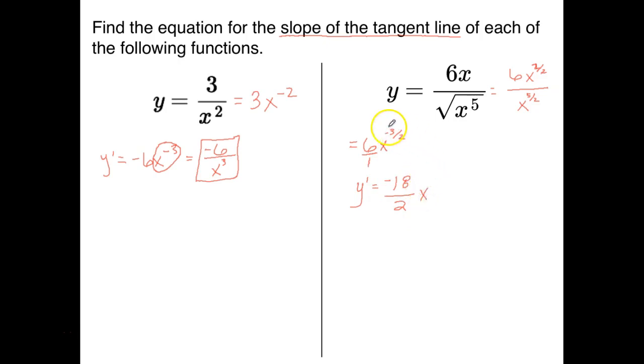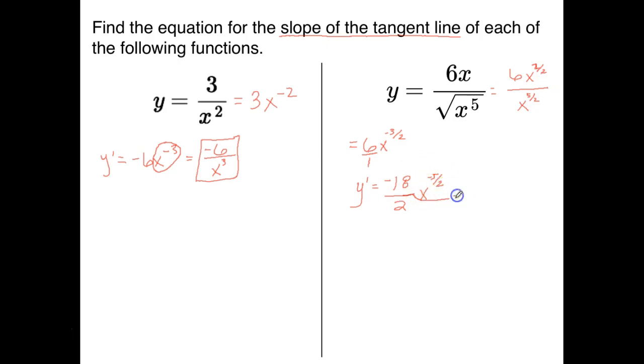X to the, what's my new power? So remember, negative 3 minus 2, negative 5 over 2. And you know what? I just realized this. Throughout yesterday's lessons, I was writing this all on the numerator. So notice this portion right here is supposed to be on the numerator with the negative 18.